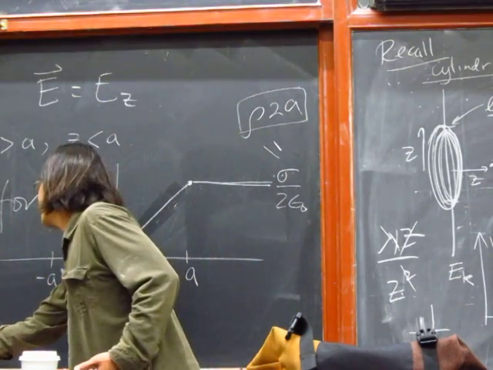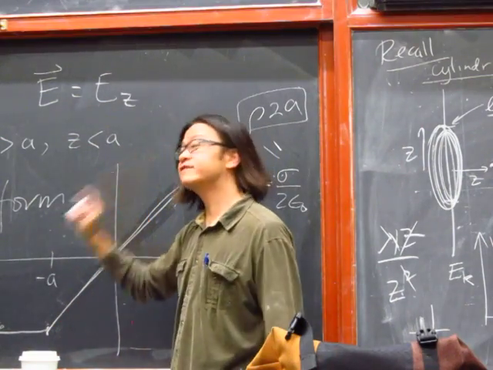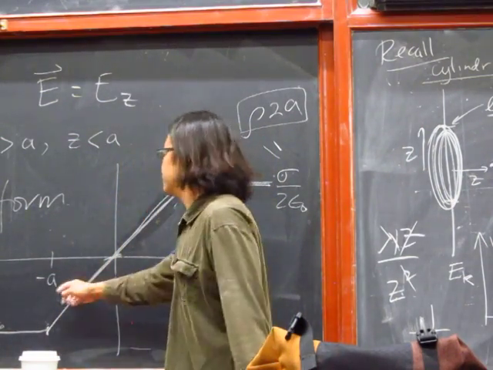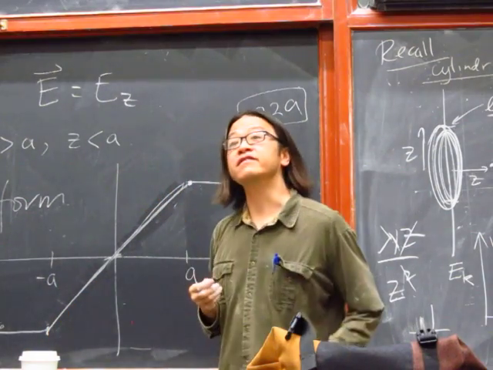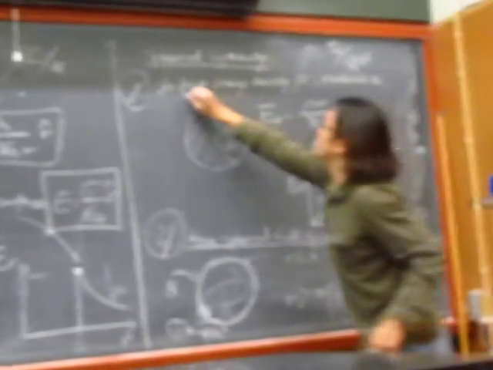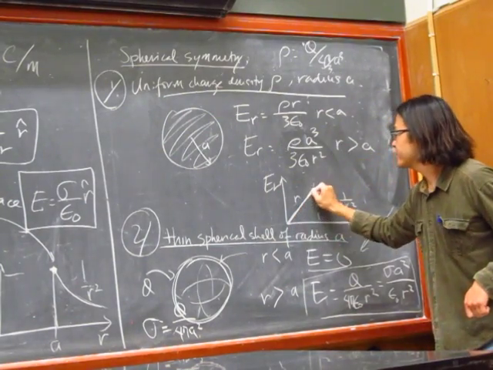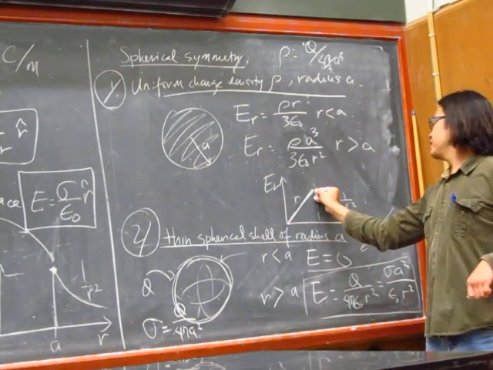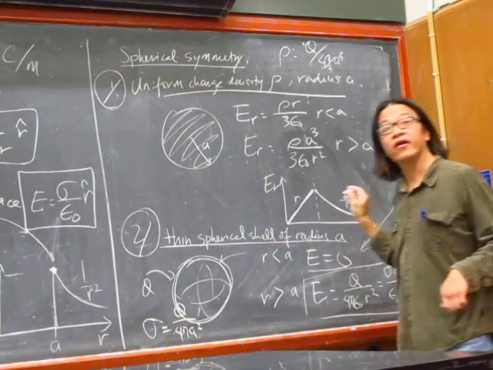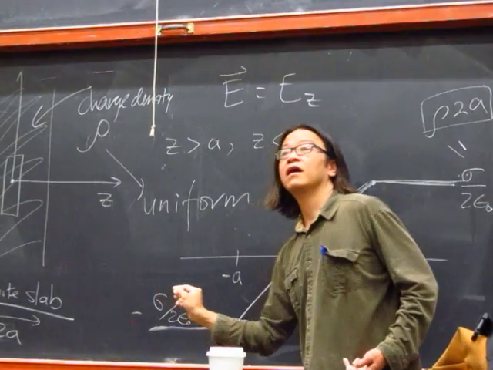The lesson to remember is, for the infinite slab, the electric field goes linearly inside, just like in a spherical symmetry with a uniform charge density. The electric field inside is linear. Outside, it drops as 1 over r squared. In this case here, it's linear inside the slab. It's flat outside. Okay.